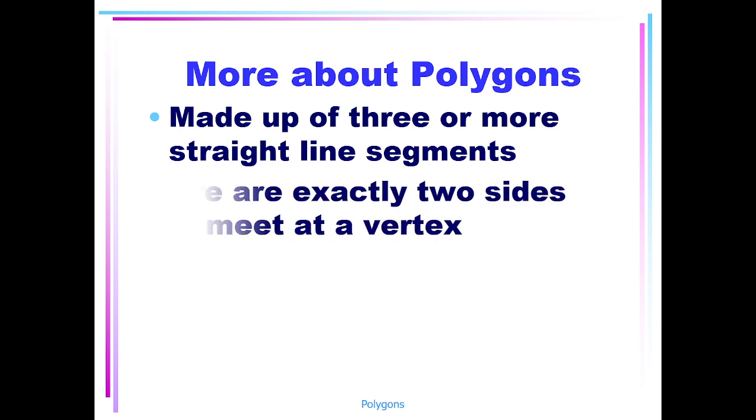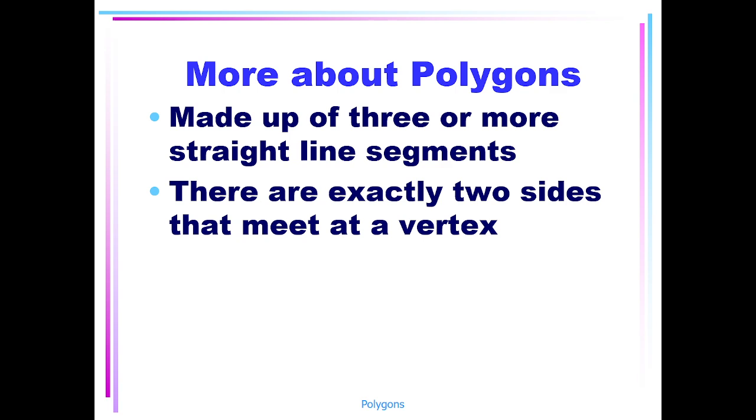Next, the sides do not cross each other. So that is very important. If the sides cross each other in a particular figure, even if it's a closed figure, then that is not a polygon.